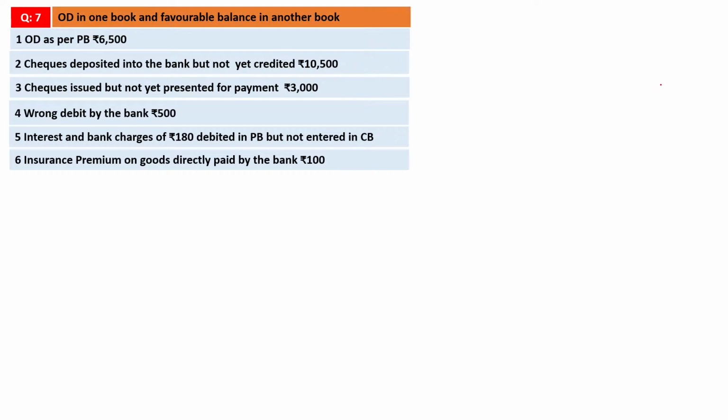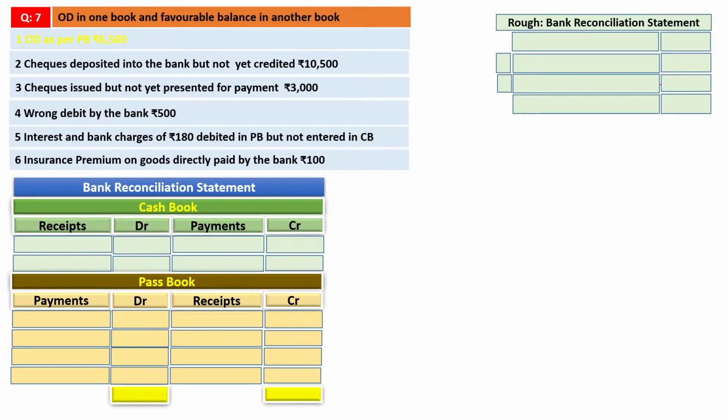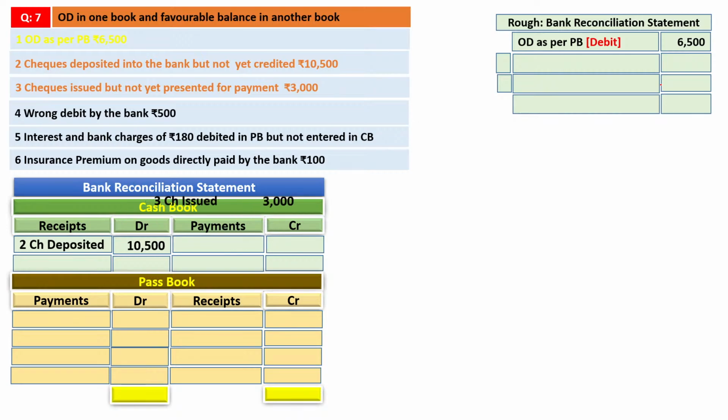Again the same way. So definitely the final answer should be negative, right? Overdraft as per the passbook means debit side in the passbook. So I'll put that value here: overdraft as per passbook, debit balance 6,500. Check deposited into the bank but not yet credited. So we have deposited. It means the receipt side might have been posted in our cash book but no corresponding entry in the passbook. And the check issued but not presented for payment, 3,000 rupees. I have posted that value on the payment side but no corresponding posting in the passbook.